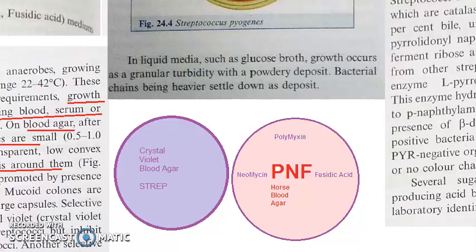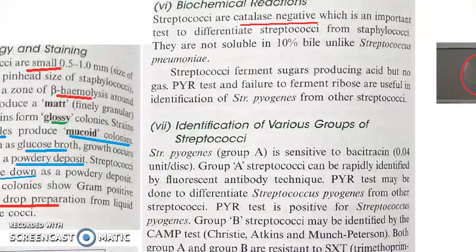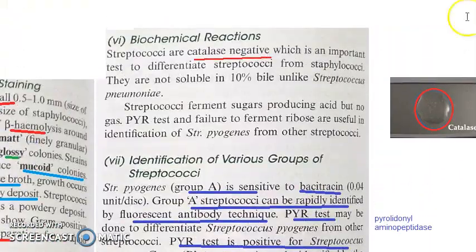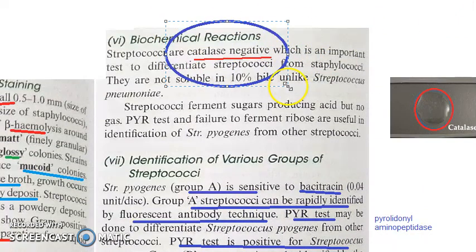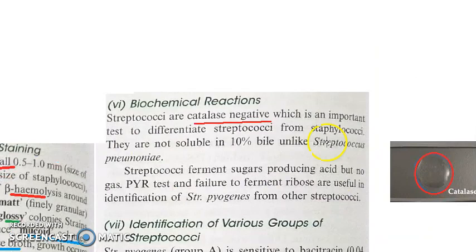Okay. Let's continue where we left off. In the hanging drop method, you should check the motility. It will be non-motile. Let us look at the biochemical reactions now. You know it is catalase negative, right? Because Staphylococcus is catalase positive.